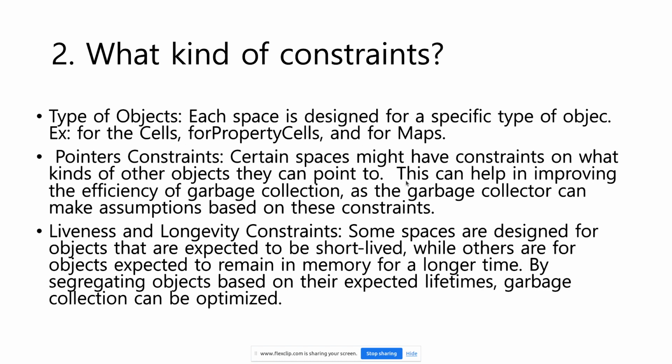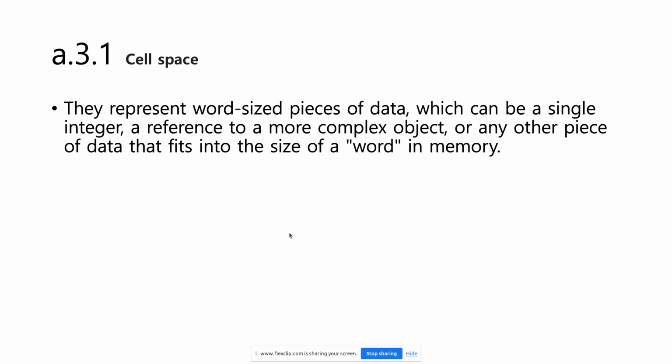I'm not going to explain all of it, but there are constraints for the type of object: for cells, for property cells, and for maps. Of course they need constraints on what other objects they can point to, because it can improve garbage collection. If it's short-lived or long-lived, we could have constraints, because if it's short-lived, we don't have to point to it. Now we're going to go deeper into cell space.